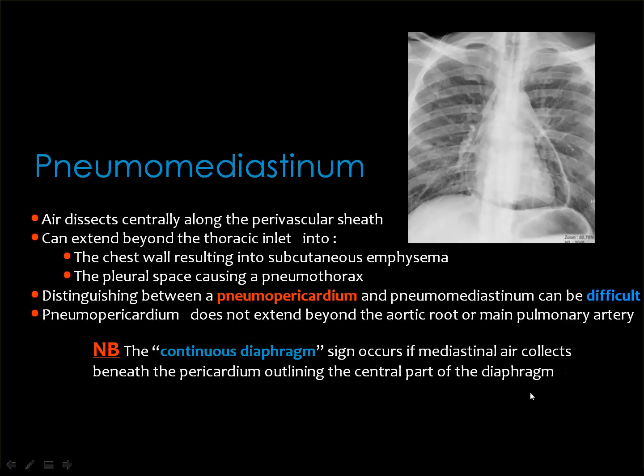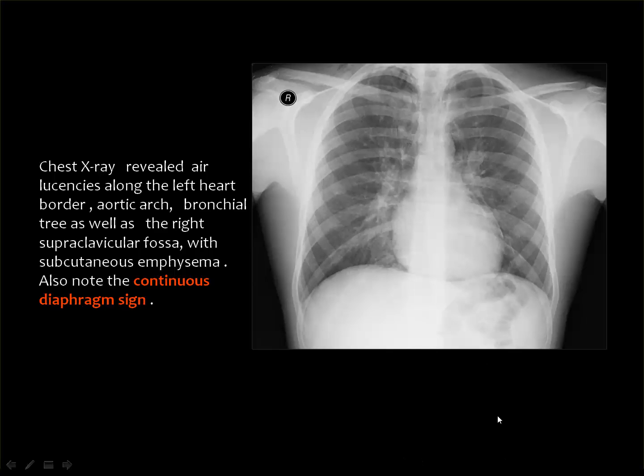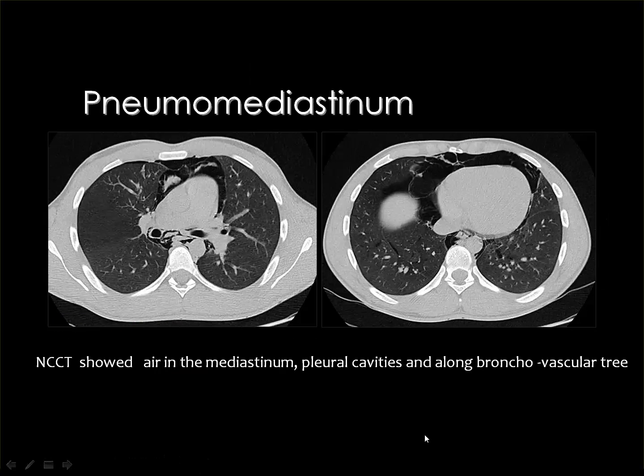The continuous diaphragm sign means that you are able to follow the diaphragm, especially in the area where the heart is in contact with the diaphragm. And this continuous diaphragm sign can be easily appreciated in cases of pneumopericardium and also pneumomediastinum. But here, you can see the continuous diaphragm sign, and if you look carefully, you see the air tracking in the root of the neck and also in the subcutaneous area, and this is a good sign for pneumomediastinum. Continuous diaphragm sign and some air in the root of the neck are helpful diagnostic signs for pneumomediastinum.